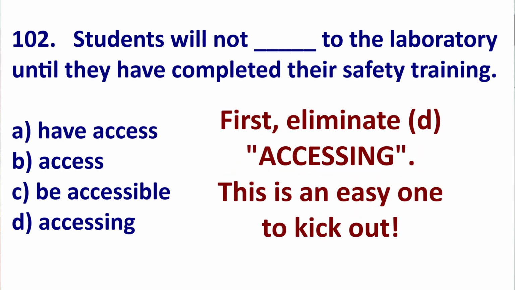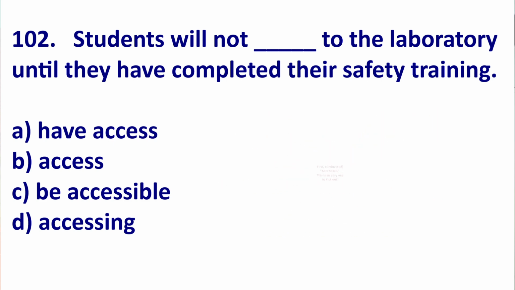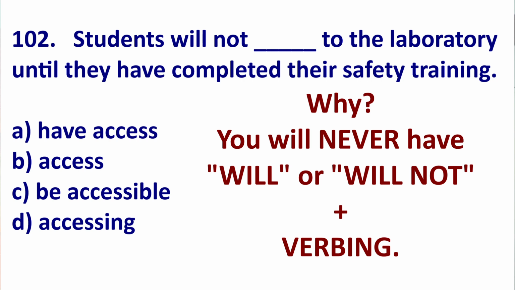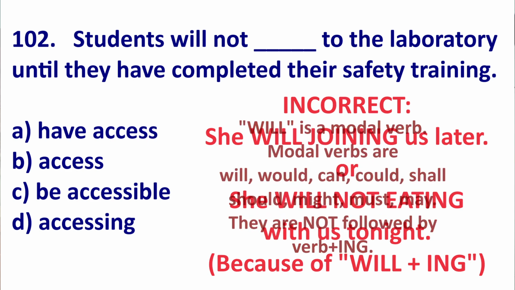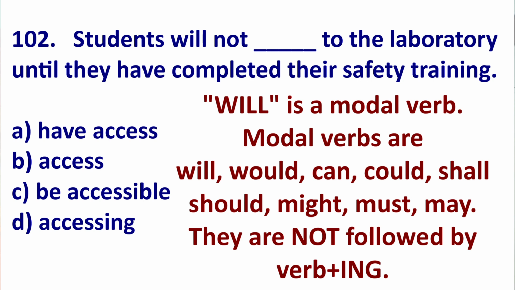Now, first, we will immediately eliminate D, accessing. Why? Well, we can see it says will not. You cannot have verb-ing directly after will or will not. For example, it is incorrect to say she will joining us later, because I cannot have will followed by verb-ing. Or if I say, she won't eating with us tonight. We cannot have will not plus verb-ing. This is because will is a modal verb, and modal verbs are not followed by ing.